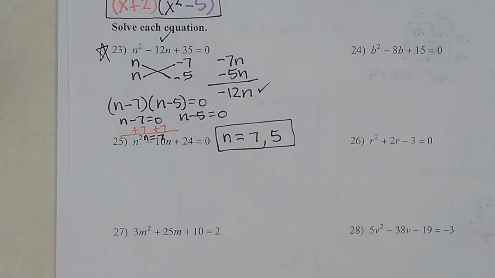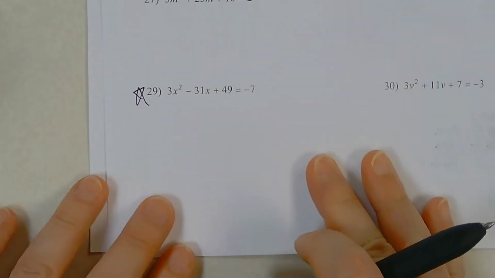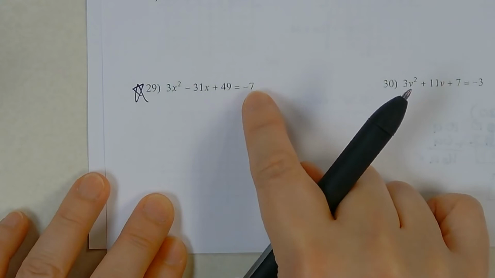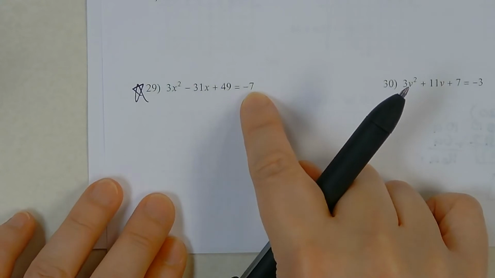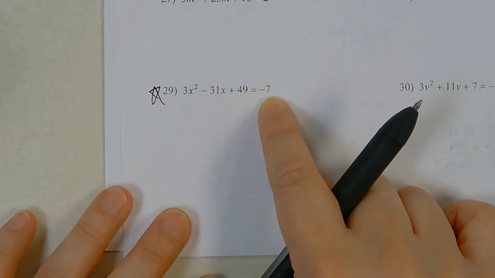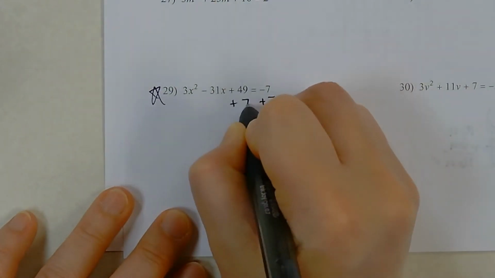All right, and we're going to try number 29, right? Again, same idea here, but if you notice, ooh, number 7, negative 7, can't have that. Remember, we need to get it equal to 0, so we have to do the additional step of getting rid of that guy, which is add 7 on both sides.